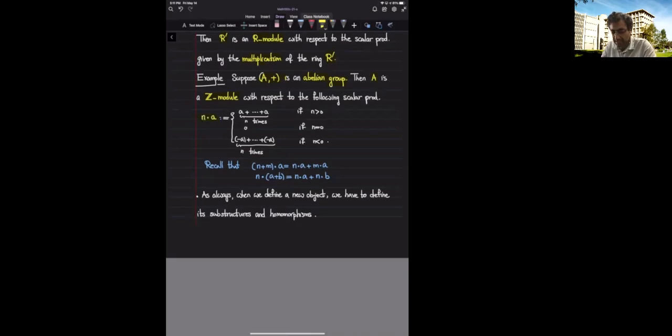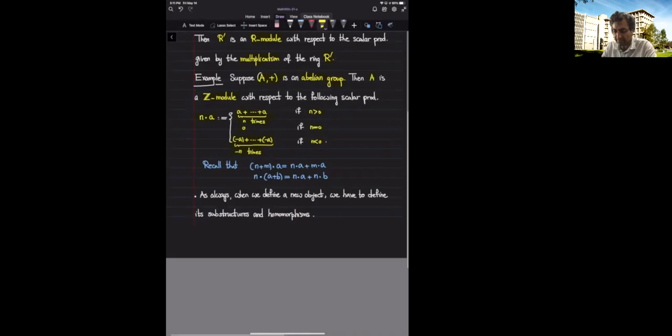So n times a is nothing but a plus a plus a, n times, if n is positive. If n is 0, we just set it to be 0. And if n is negative, we take the negative of a inside this abelian group and add it negative n times. Remember, n is negative, so negative n is positive. We have seen this long ago, and we've seen many properties of this.